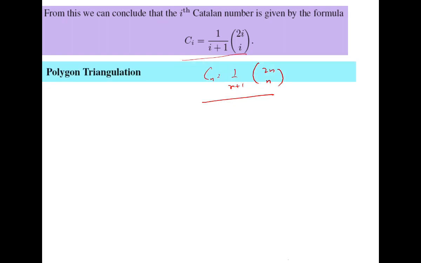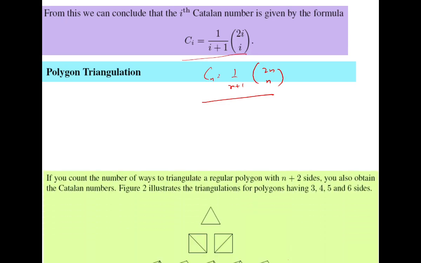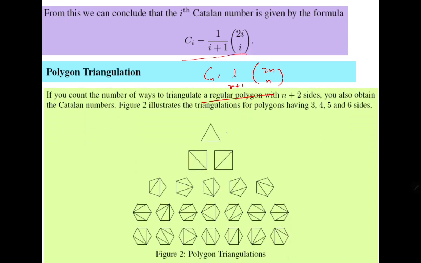For example, if the problem is that we want to count the number of ways to triangulate a regular polygon with n plus 2 sides, then the number of ways comes out to be the Catalan number as follows. So for n plus 2 meaning 3 sides, it's 1. For 4 sides, it's 2, and so on.